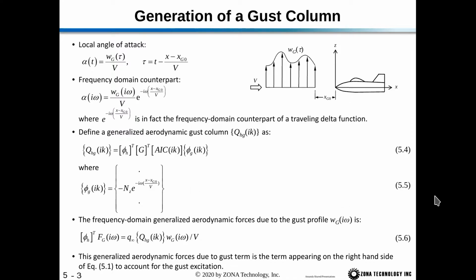Now the frequency domain generalized aerodynamic forces due to the gust profile wg of I omega is given in equation 5.6. So we have phi h transpose times fg of I omega is the dynamic pressure Q infinity times the QHG of IK times wg of I omega over v. Now this generalized aerodynamic forces due to the gust term is the term that appears on the right-hand side of equation 5.1 to account for the gust excitation.